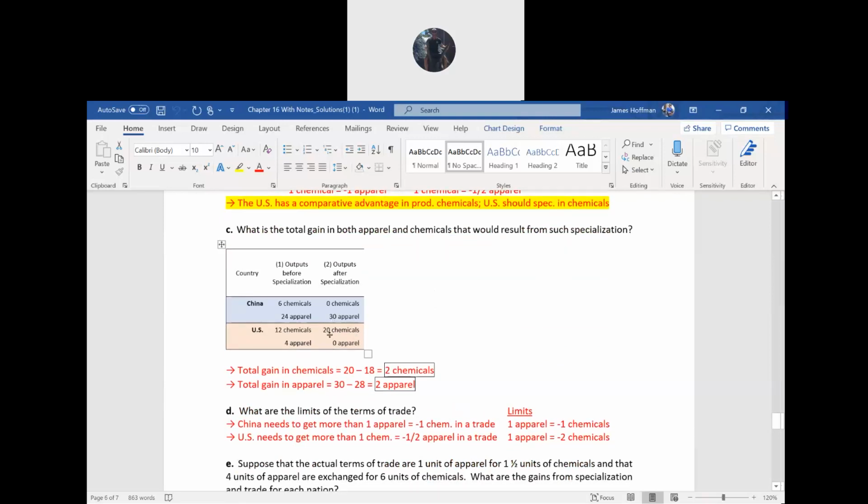Now, what's the total gain in both goods from this specialization? So the total gain in chemicals, we now have 20. Initially, we had 6 plus 12, which is 18. So the gain is 2. All right, and the total gain in apparel is we now have 30. Initially, we had 24 plus 4, which is 28. So the gain is 2. So just by specializing, we gain 2 chemicals and 2 apparel.